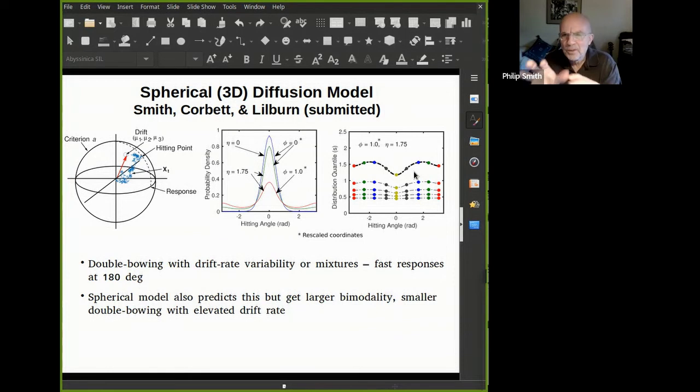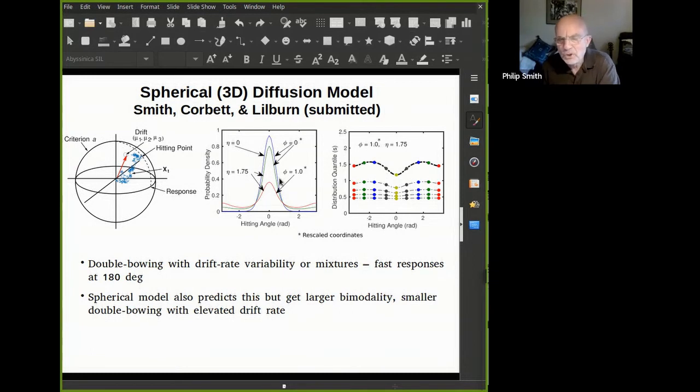Now, both the circular and the spherical model will predict this kind of double bowing pattern, but the spherical model is more flexible. The circular model predicts a very tight relationship between the magnitude of the bimodality and the double bowing, which is relaxed somewhat in the spherical model if the drift rate vector is elevated above the response circle.